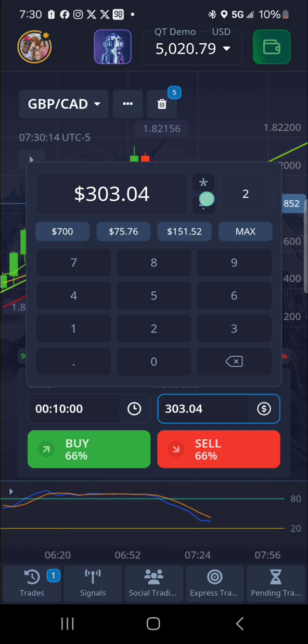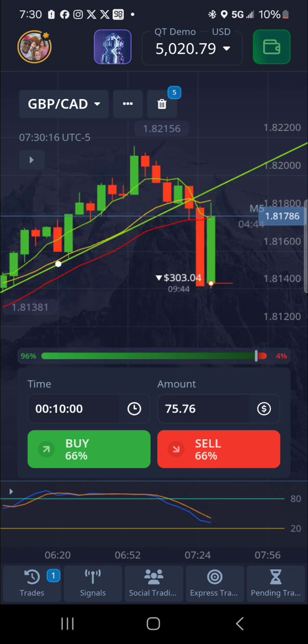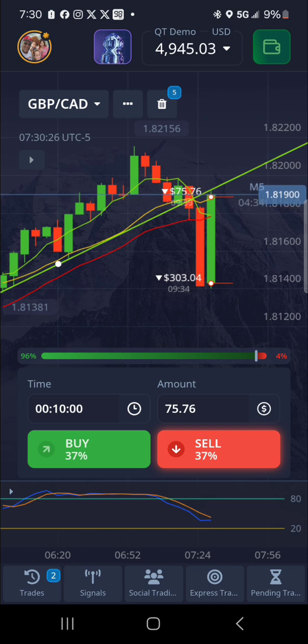Let's get ready for a secondary trade. If it hits that support, I'm going to go ahead and hit it again. I got close to that support, so I went ahead and hit another 10-minute trade to see if this is a true breakout or not, if it's going to respect that line or not. So we'll see.